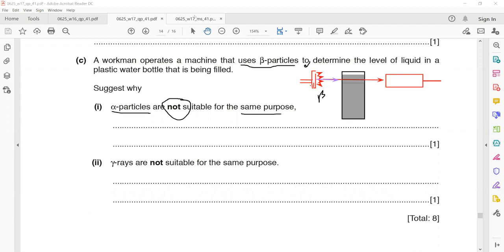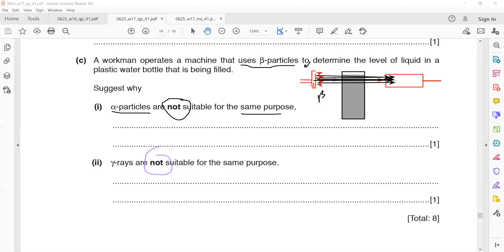Why is gamma not suitable? Can it react with water, I think so. No. In terms of physics, you have to explain. There is ionization caused by gamma, but you don't have to go on that point. Basically, gamma has the highest range, or greater penetration power, so whether there is liquid or no liquid, gamma is able to penetrate or pass through. So the reading on the detector will not change.